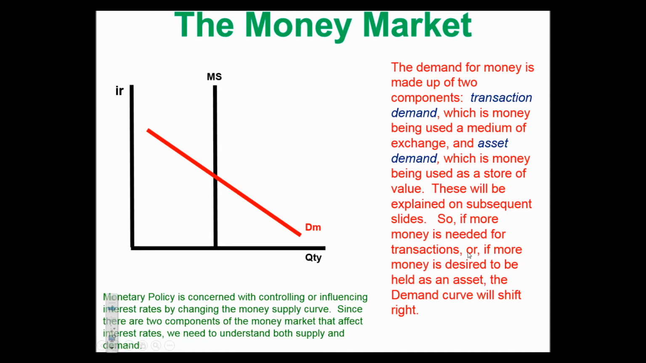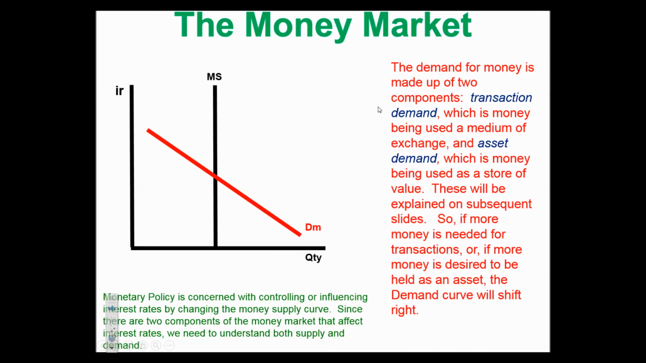All right. So this assignment is about the money market. And so there's a couple things we need to understand about the money market. The money market is simply the marketplace, if you will, where we demand money and the Fed supplies money. So the demand for money is made up of two components.